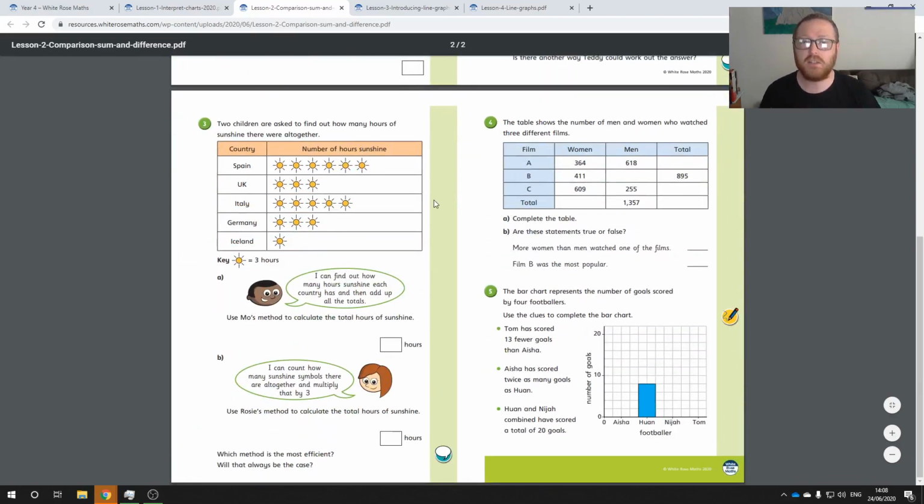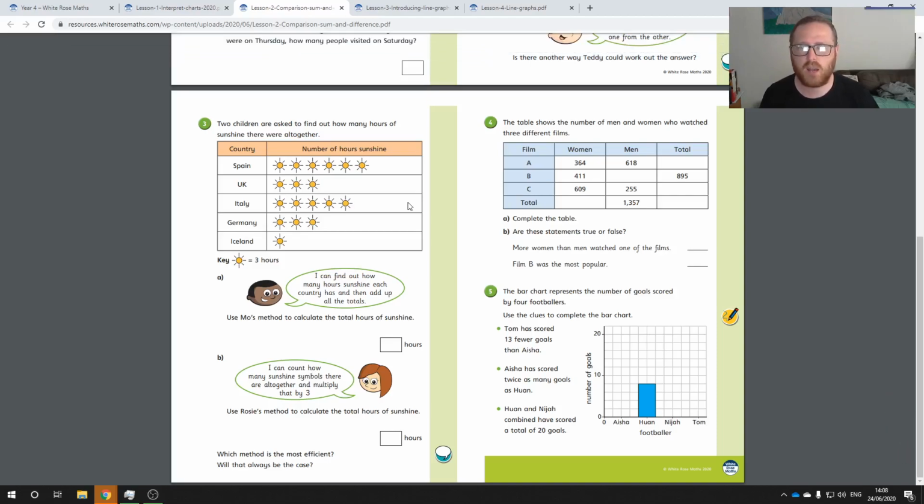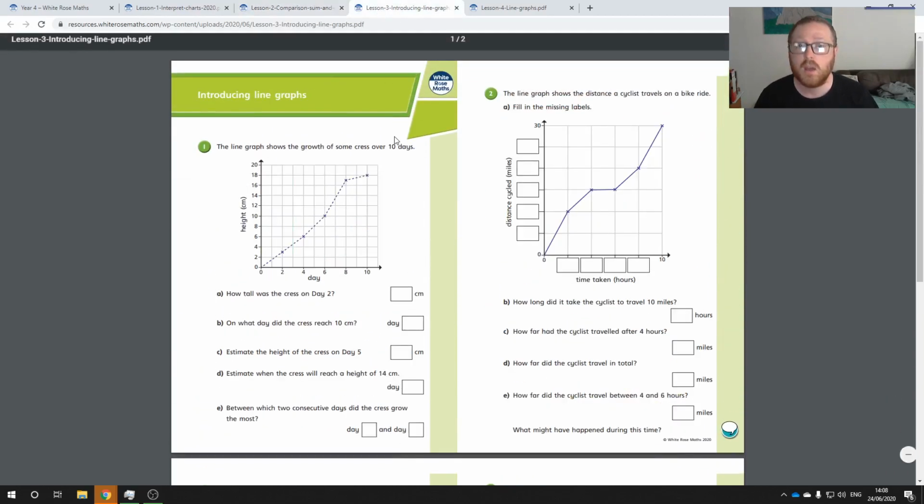And again, you've got some more simple bar charts and pictograms and things to analyze. Day 3 is now getting on to something we haven't looked at before in school, and these are called line graphs. Now, line graphs are one of my favorite kinds of graphs. They're very, very useful for making predictions, and they usually deal with how things change over time.